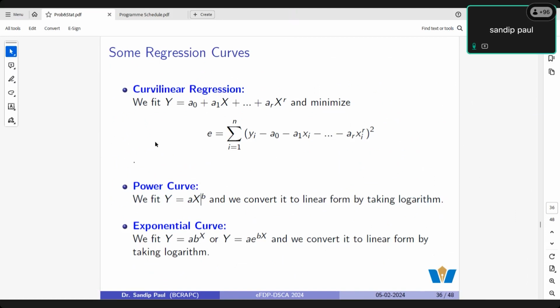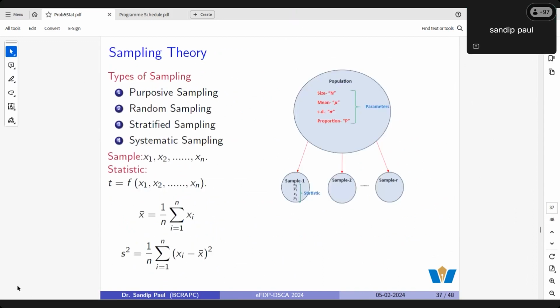In the first case, curvilinear regression will follow the same procedure that we have done in the case of linear curves. But in the second and third, first of all we have to take the logarithm on both sides to transform this form to a linear form, and then we can follow the same procedure by using the least square method.